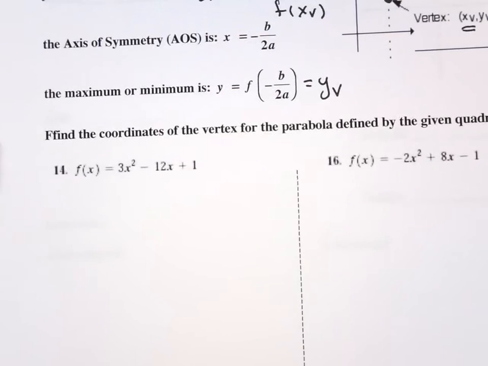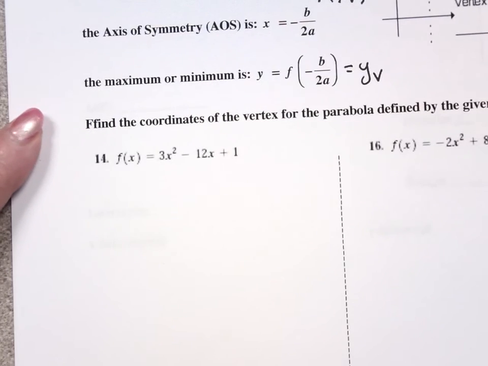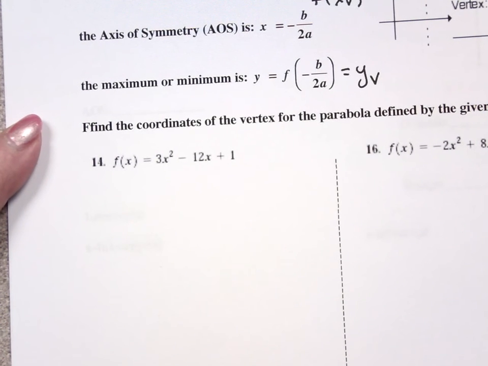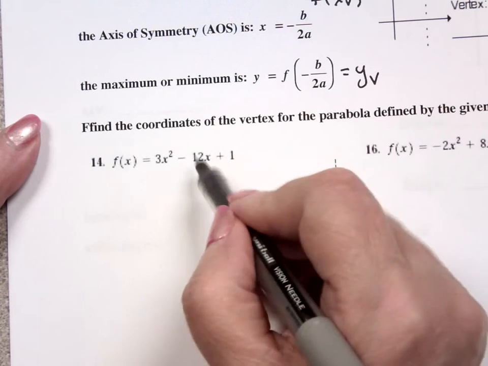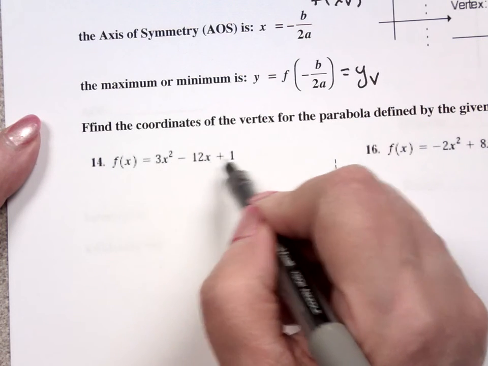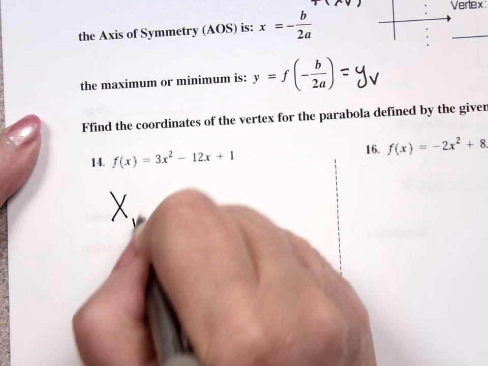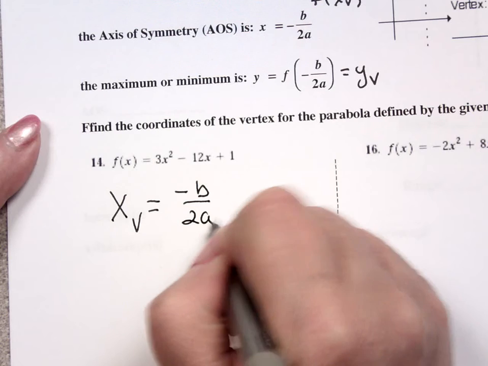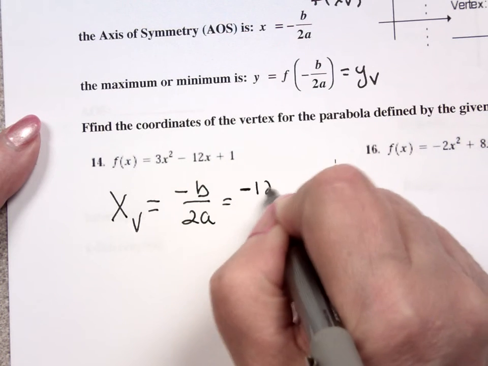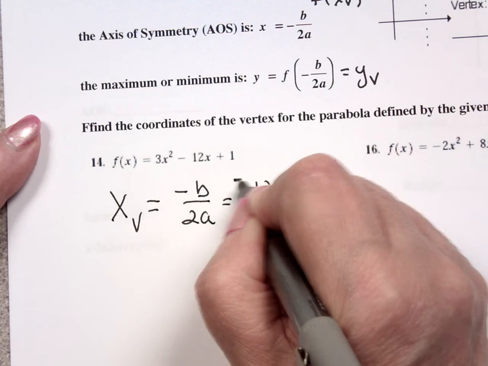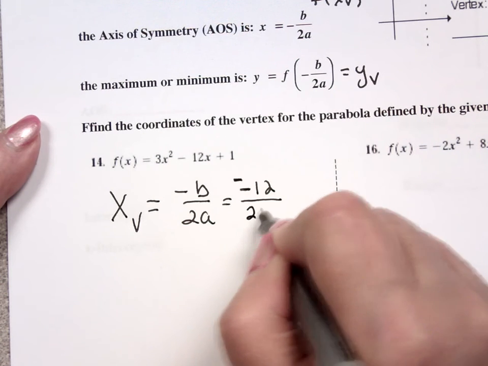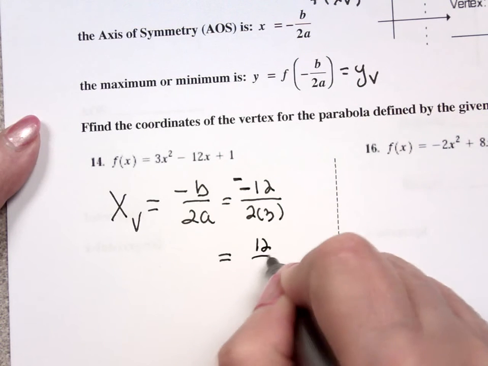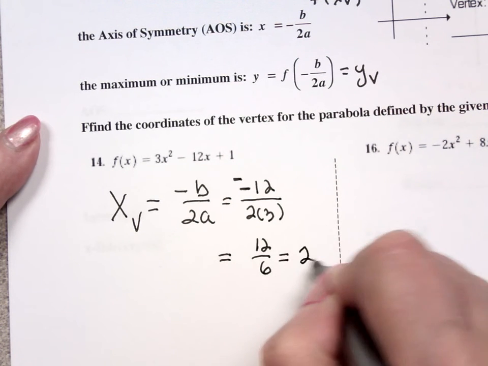Okay, so here we go. Find the coordinates of the vertex of the parabola. So this says f of x equals 3x squared minus 12x plus 1. So the x-coordinate of the vertex, I'll just write really big. It's minus b over 2a. b is negative 12, so it's negative a negative 12 over 2 times 3, which is 6, which is 12 over 6, which is 2.